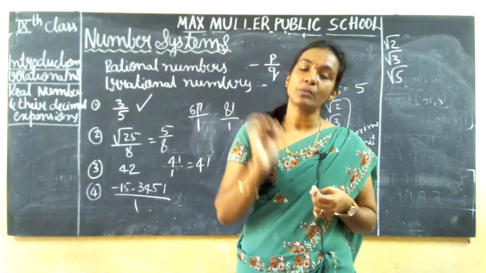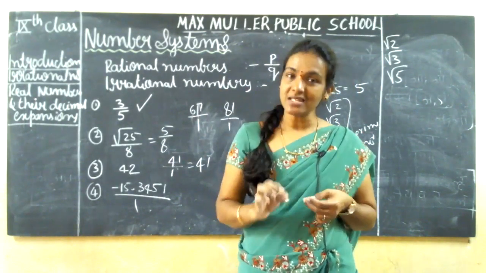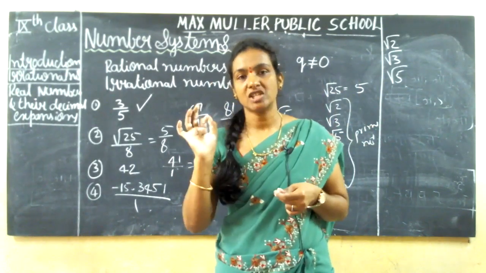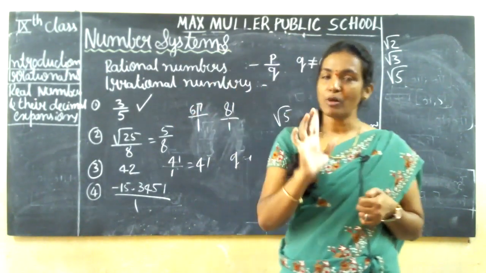So that kind of number you can say is a prime number. It means whenever you get prime numbers under the root, those are irrational numbers. That will be the second type of example.